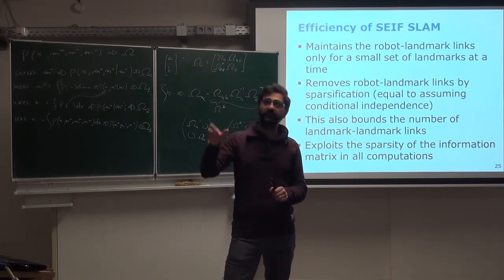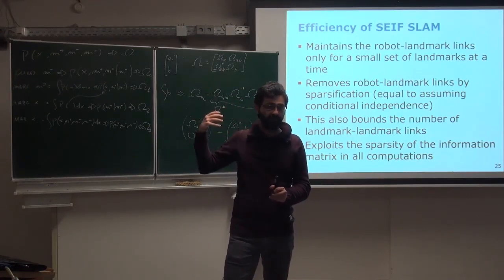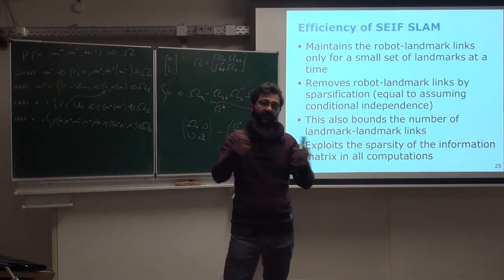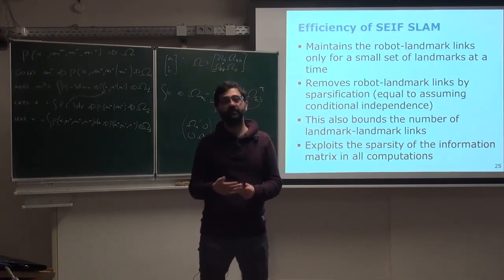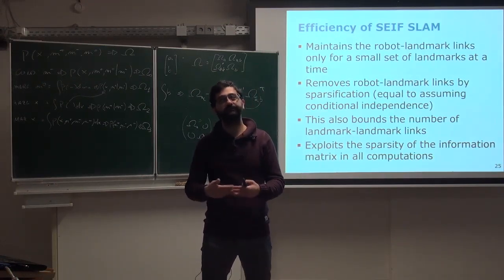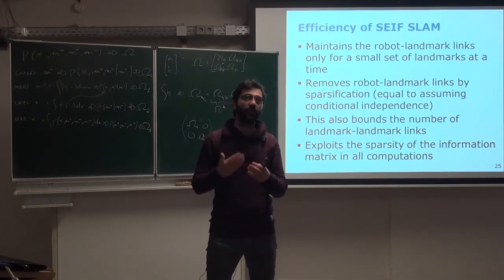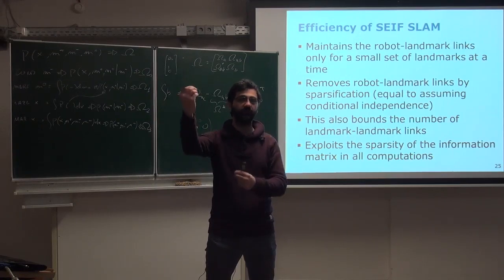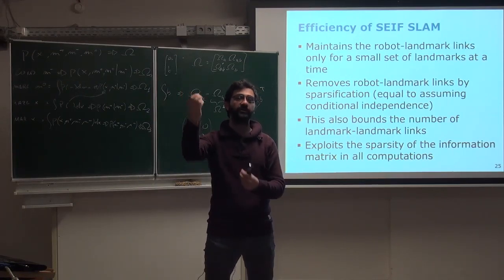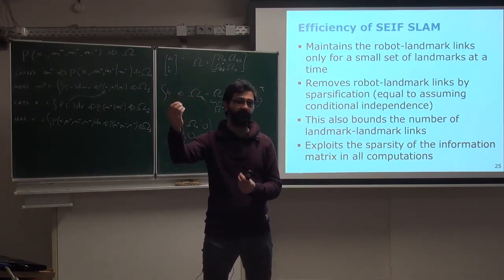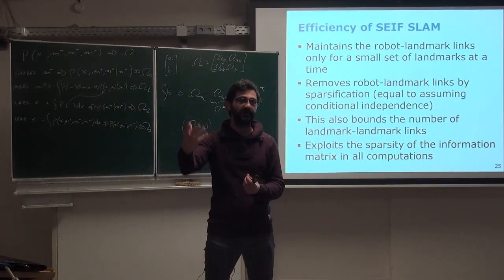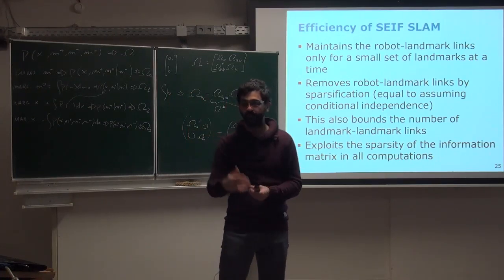We then remove links between the current pose and old landmarks, which are the ones that move from the active to the passive set. This basically means we are making an approximation where we just declare these two variables in the state space to be conditionally independent given the active set. Okay, so that's what we are saying in terms of approximation there.